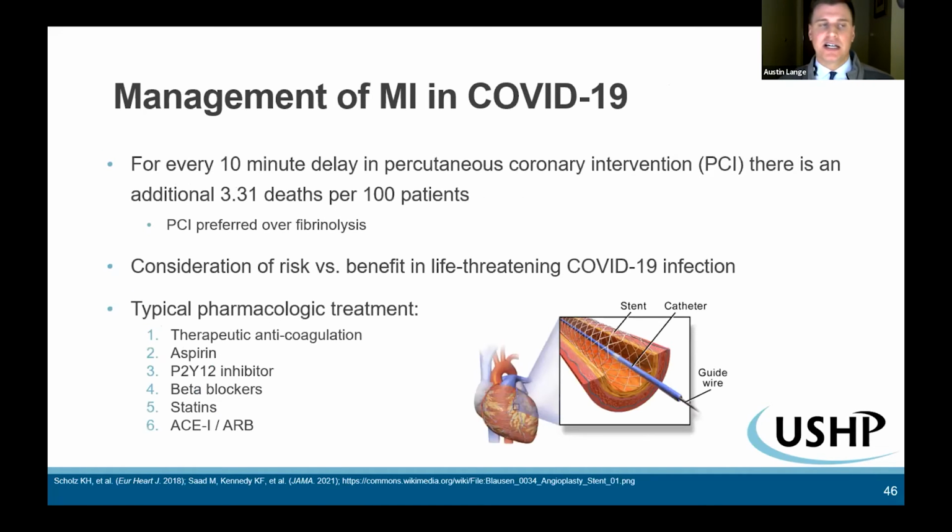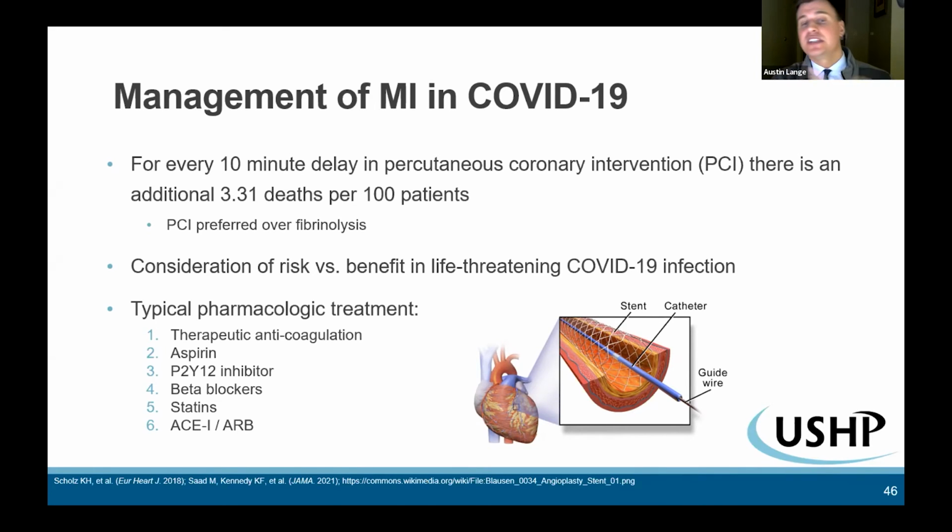And how we can do that, again, time is tissue. So in general, outside of COVID-19, with MIs, for every 10-minute delay in percutaneous coronary intervention, or PCI, which we can see here is the stent being placed within the cardiac vessel, there's an additional 3.31 deaths per 100 patients. So that speaks to how we need to really quickly address that patient should we have the ability to do so. Oftentimes we'll use fibrinolysis if a patient cannot have access to the cath lab, but if we have that ability, we shouldn't be delaying that.